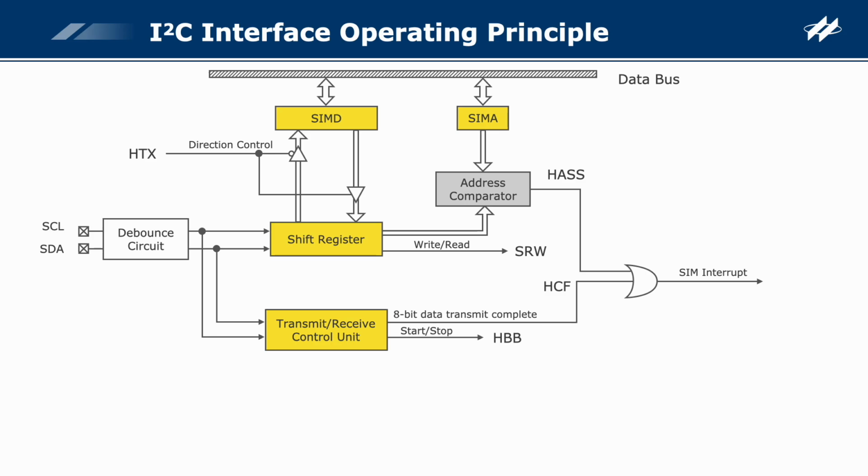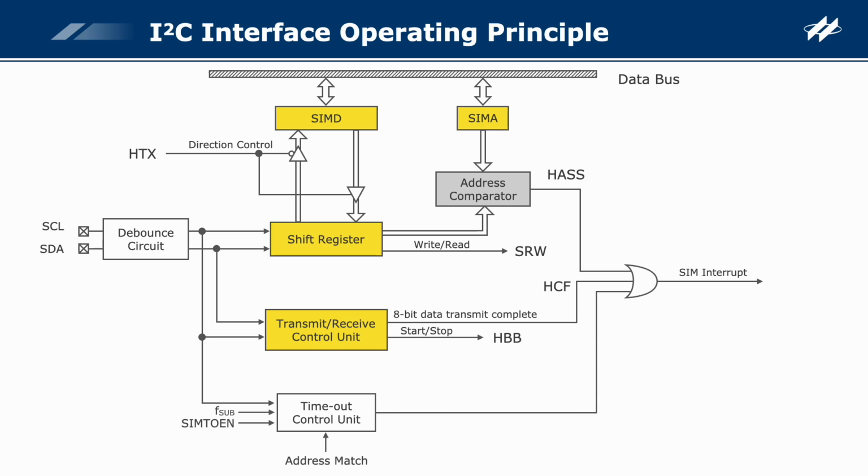In order to prevent false triggering of the start signal on the bus, the I²C two-line interface also includes a debounce circuit. In order to reduce the problem of I²C lockup due to reception of erroneous clock sources, a timeout function is provided. The timeout control unit is controlled by the SIMTOEN enable bit, the system low-speed clock, and the address matching flag. If the bus clock is not detected over the timeout period, an interrupt will be generated, and the I²C interface registers will be reset.